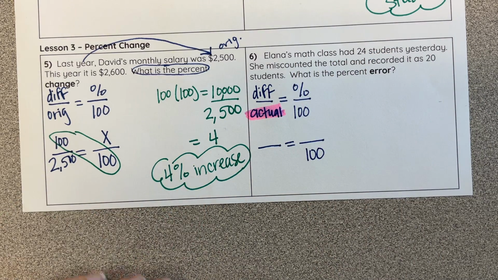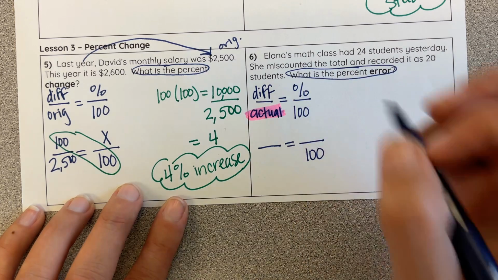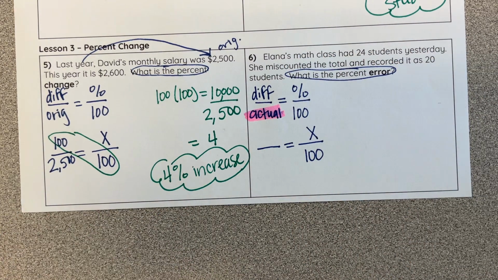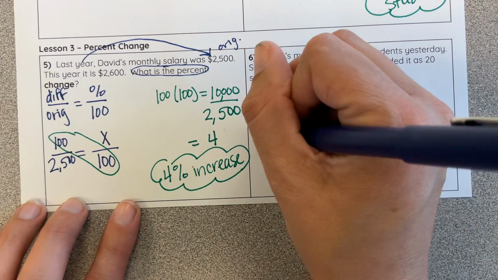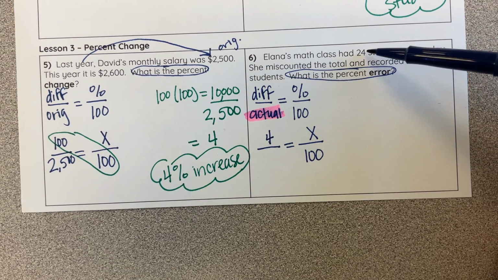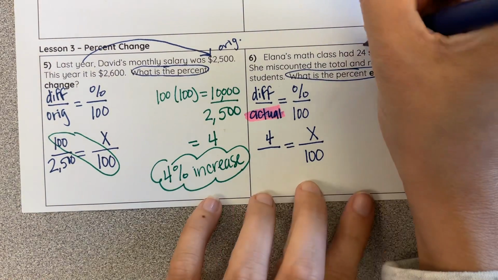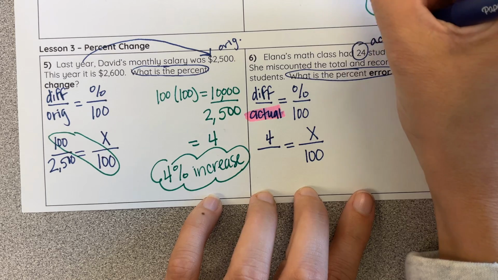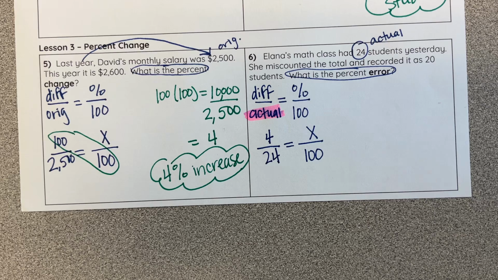Still out of 100. I'm looking for a percent sign. I don't see it. That's because the question is asking what is the percent. That's what we're solving for. Going to find the difference between the two. 24 minus 20 is 4. And then I've got to figure out which one was the actual. So Elena's math class has 24 students versus she miscounted the 20. So the 20 is wrong. The 24 is the actual amount of the class. So that's what our total is over. And now we can solve.